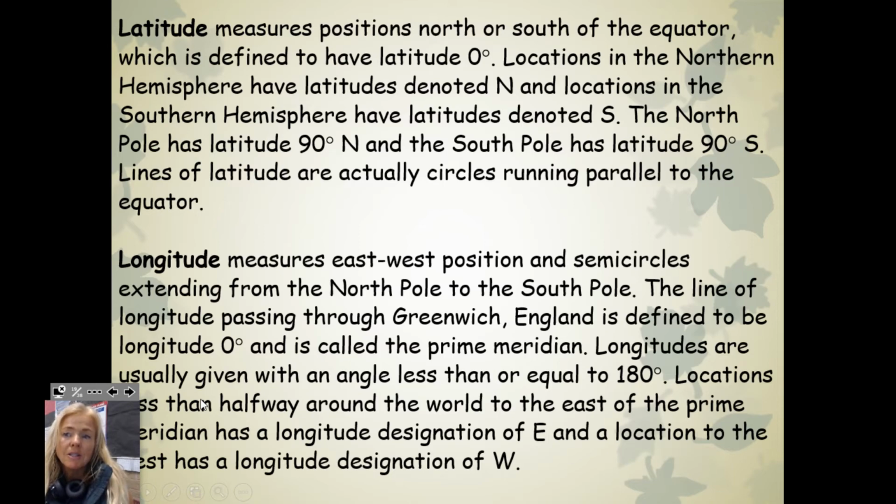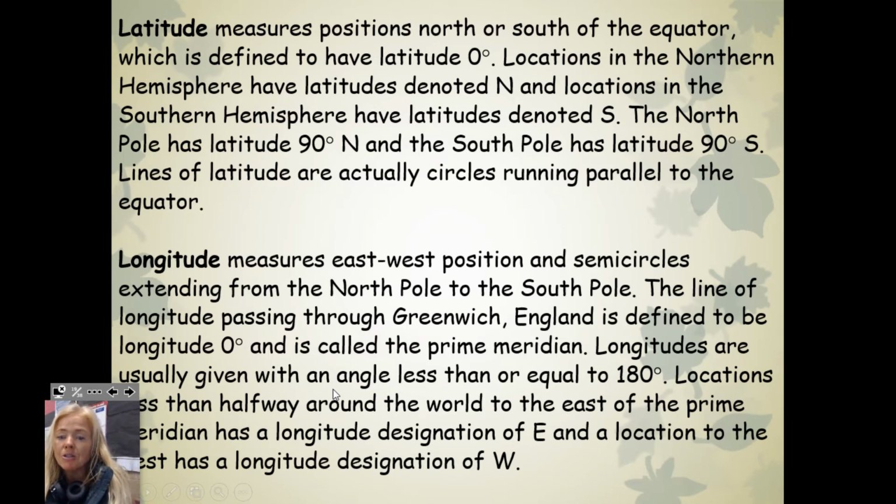And then locations in the northern hemisphere have latitudes denoted with an N, and locations in the southern hemisphere have latitudes denoted with an S. The North Pole has latitude of 90 degrees north, and the South Pole has latitude of 90 degrees south. Lines of latitude are actually circles running parallel to the equator.